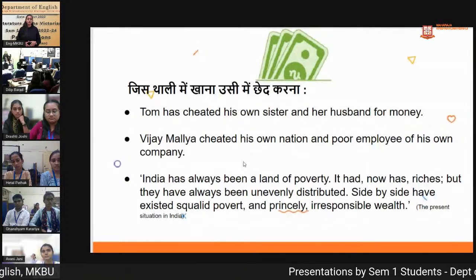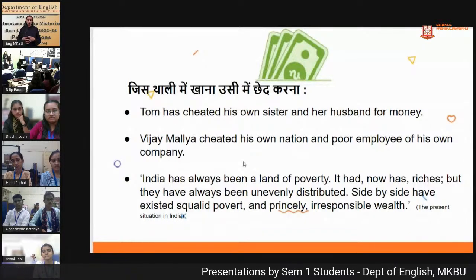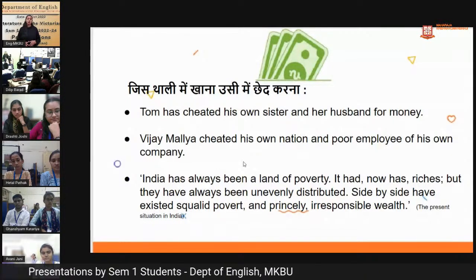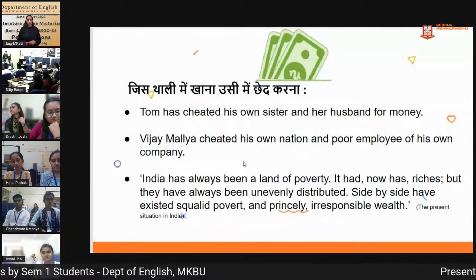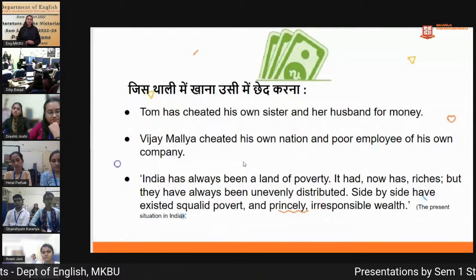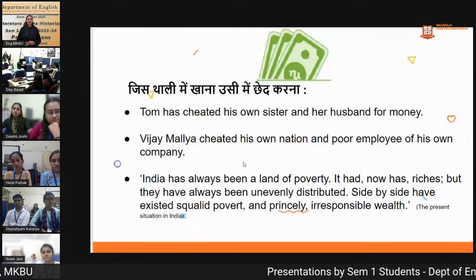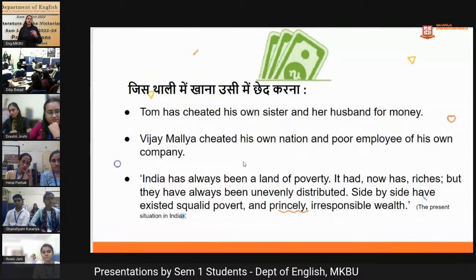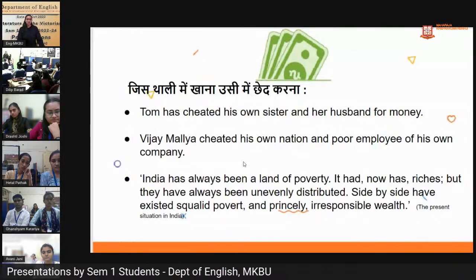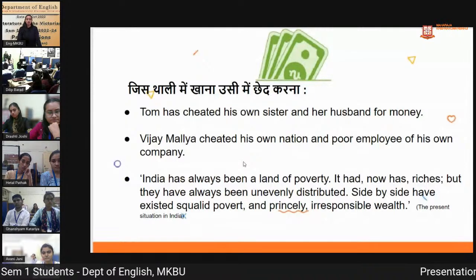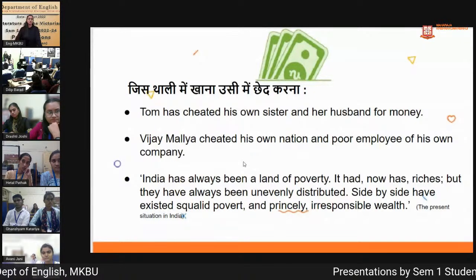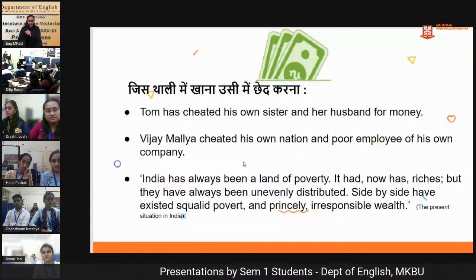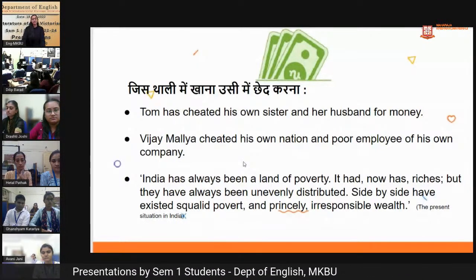India has always been a land of poverty. It now has riches, but they have always been unevenly distributed. Side by side have existed squalid poverty and princely, irresponsible wealth. Here is one article which I found in JSTOR, which defines the financial condition of our country, which has the word unevenly distributed.